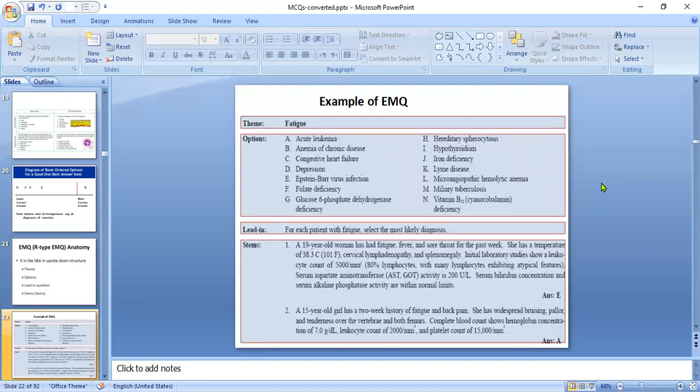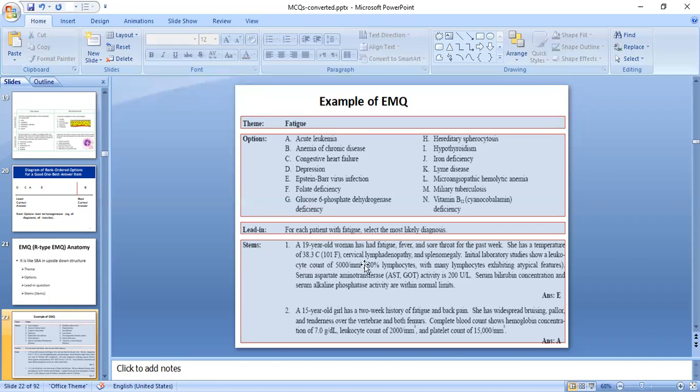Like in this example, we have the theme, which is fatigue, and then the options. There are different diseases from A to N, with different conditions: acute leukemia, vitamin B12 deficiency, Lyme disease, and iron deficiency. So these are the different conditions which can be linked to fatigue. Then there is the lead-in component of this EMQ, which is: for each patient with fatigue, select the most likely diagnosis. Then there are different stems. There are 2 stems, 1 and 2.